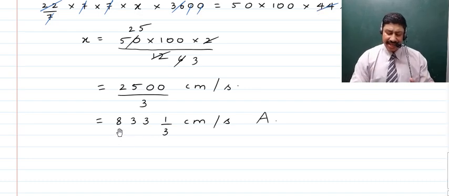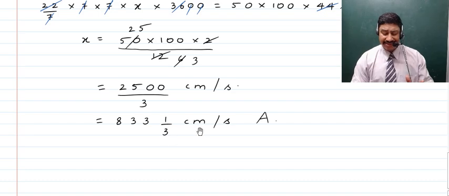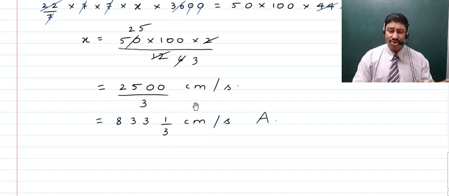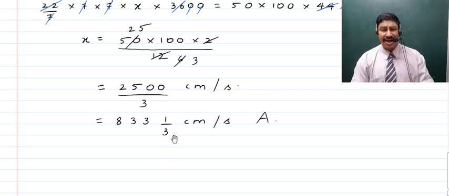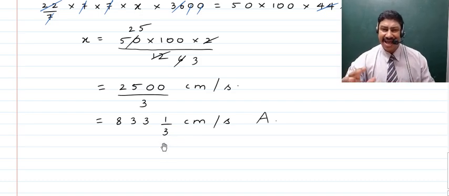Now children, 833 1/3 centimeters is actually the length of water which should fall off from the pipe in a single second. So this is what was required in the question, that is, to find out the speed of water which comes out of the pipe, and it has been done. So has everybody been able to understand this?